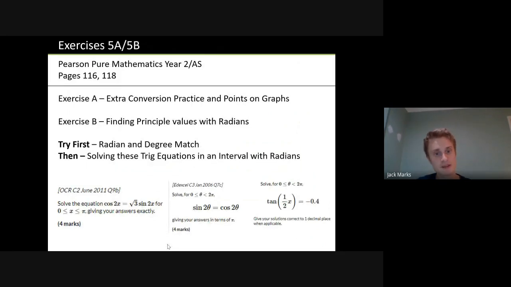And there we go. That takes us to 5a and 5b. So you should spend plenty of time now practicing moving between degree form and radians form.